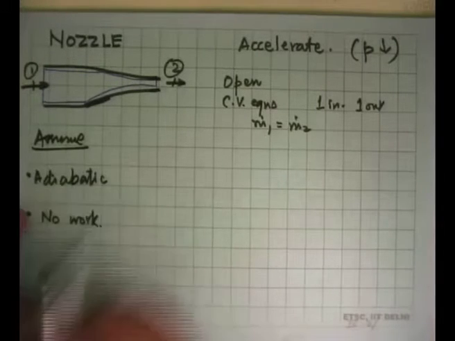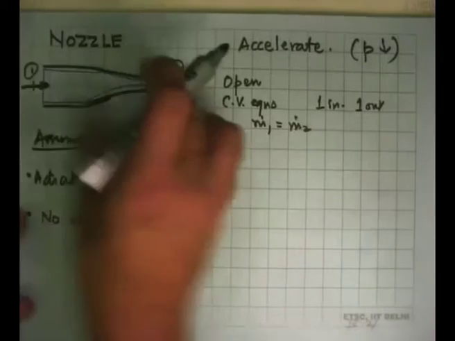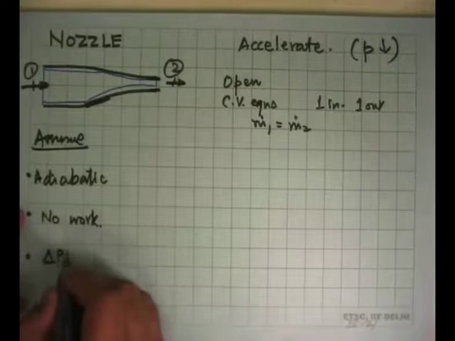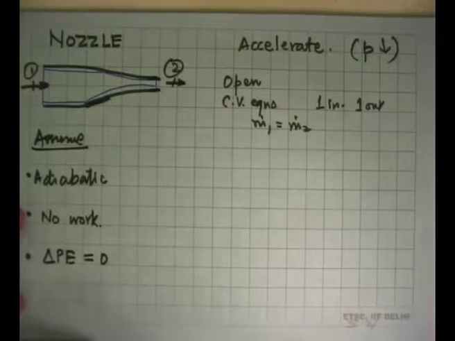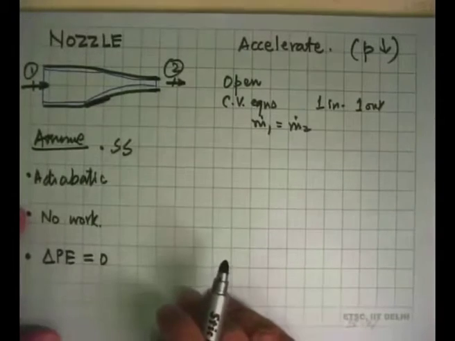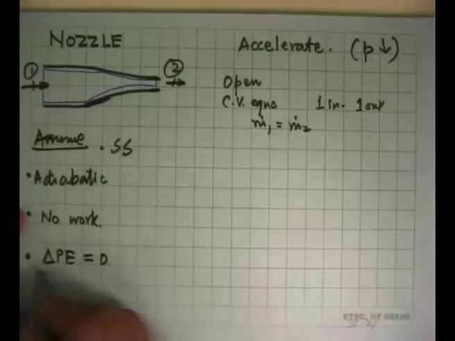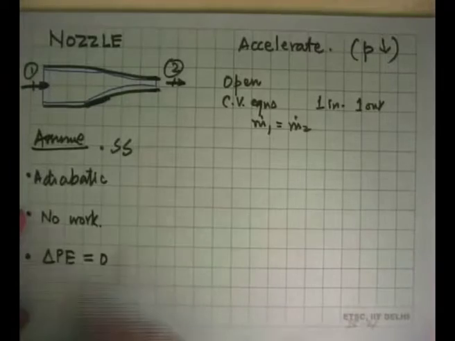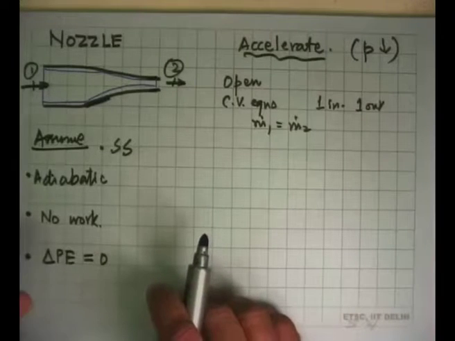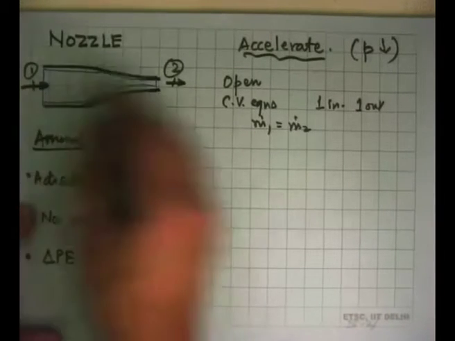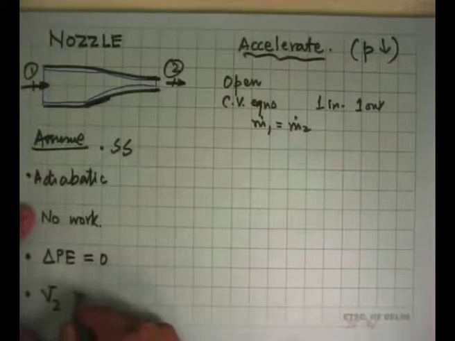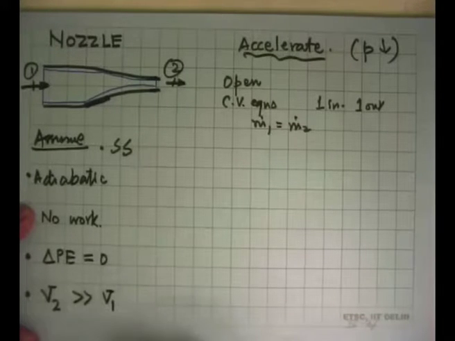And the size of this is relatively small, so we can safely assume that the change in potential energy is 0. And the very first assumption, like we did yesterday in all the analysis, steady state. That means nothing changes with time. So we said delta PE is 0. But because this is a device that accelerates a fluid, there is no way we can assume that kinetic energy changes are small. So in this case, what is clear is that V2, the velocity, is greater than the inlet velocity, which is V1.